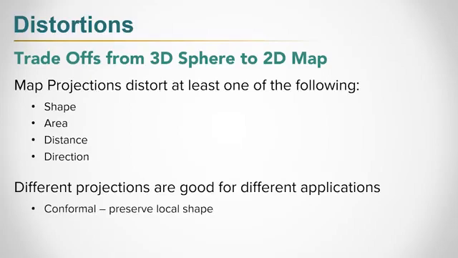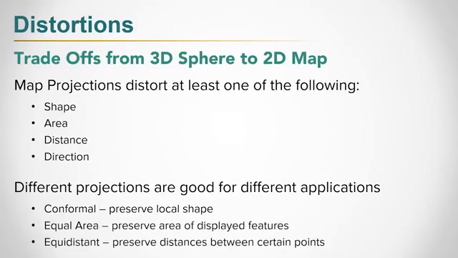Others preserve the area of the features. These are called equal area projections. And still others preserve distances between points on the map. These are called equidistant projections. In practice, a projection must distort at least one attribute: shape, area, distance, or direction. Different projections also optimize these attributes for different locations on the Earth, and others do it for the entire Earth. The result is a large number of projections optimizing for different attributes in different locations.